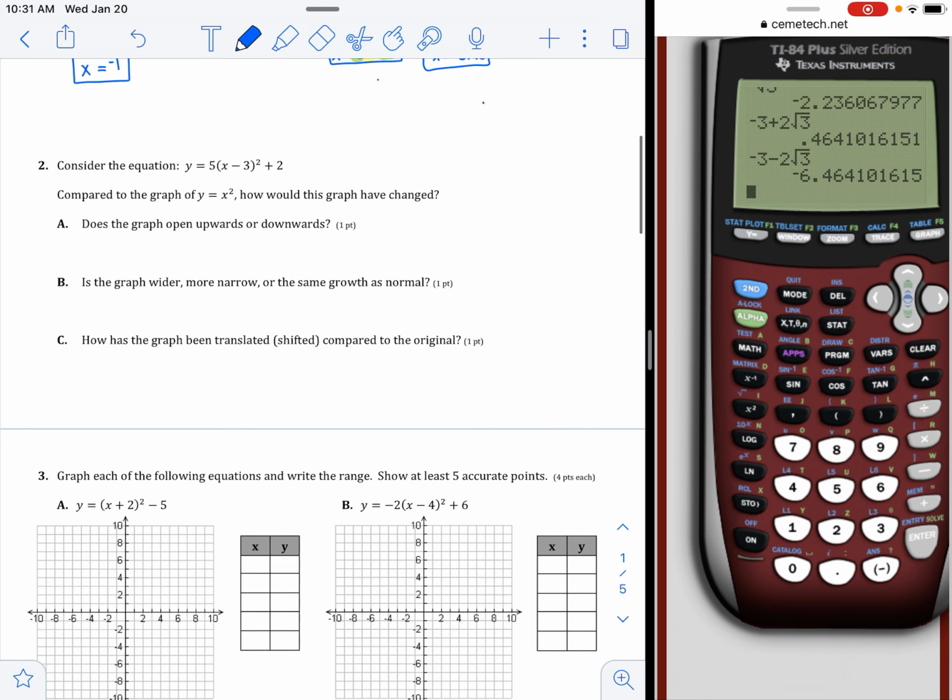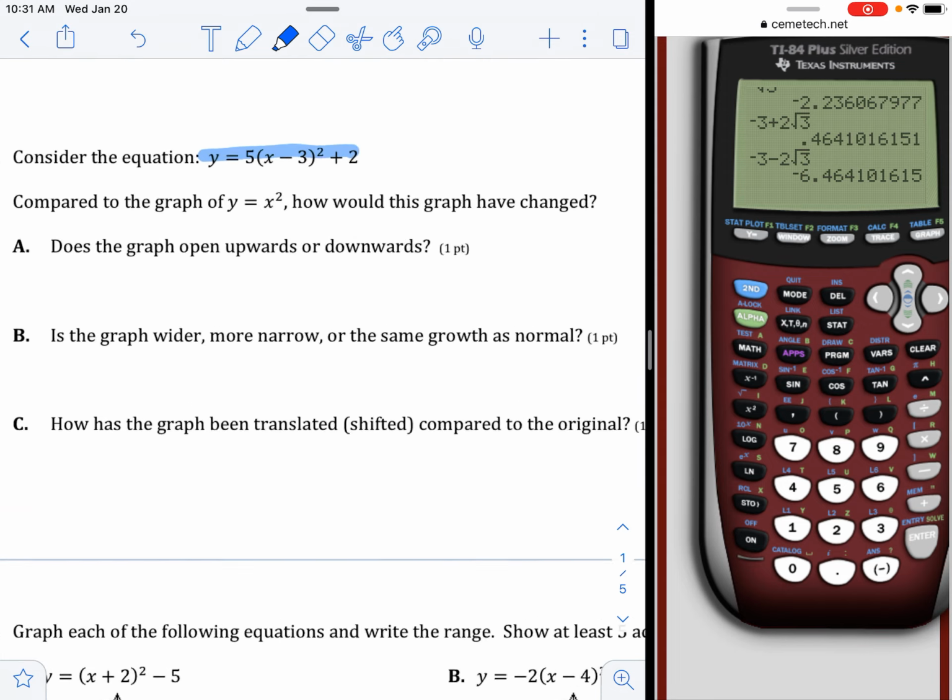Okay, let's move on to number 2. So number 2 wants you to consider this equation right here, and we wanted to compare it to y equals x squared. So that has no movement up, down, left, right. It's not wider or narrower. We want to say how this has changed.